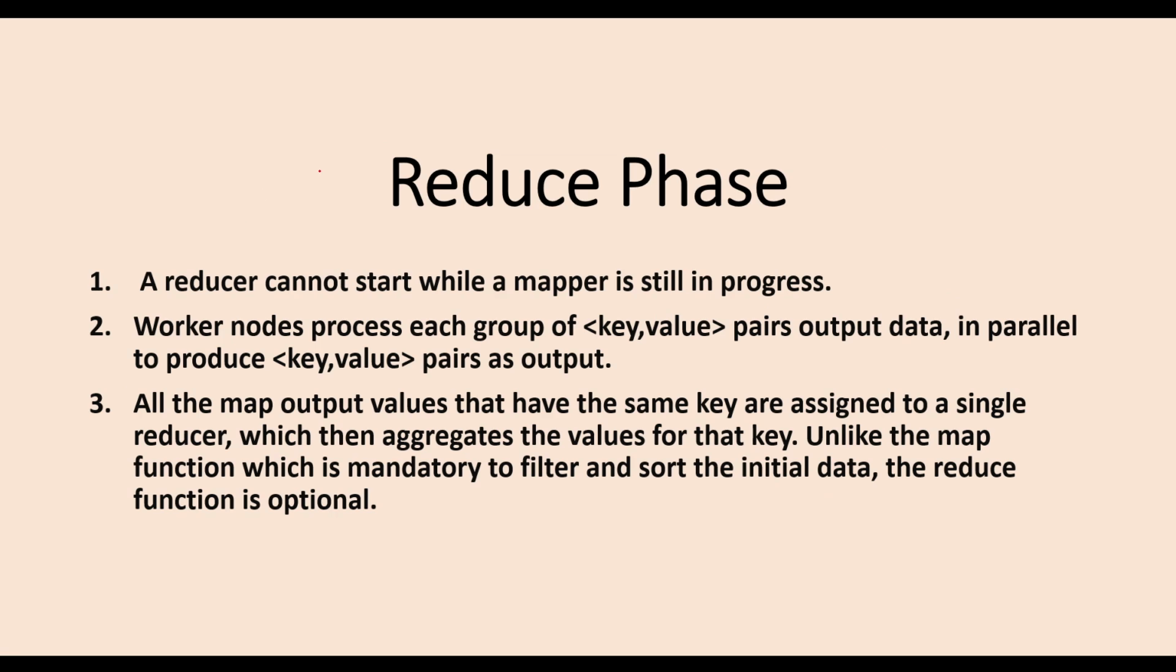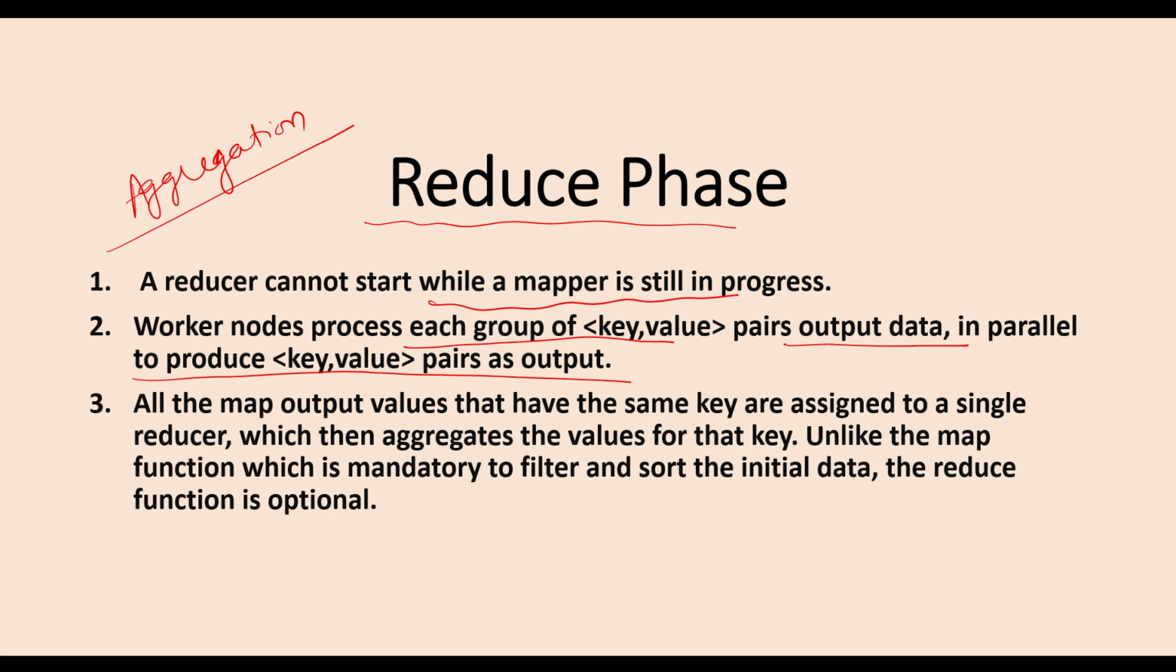Then the last phase comes, the reduce phase. The reduce phase is basically an aggregation phase. A reducer cannot start while a mapper is still in progress. That's a very important line. First the mapper needs to complete its job and the map function output must come, then the reduce phase starts. Worker nodes process each group of key-value pair output data in parallel to produce key-value pairs as output. All the map output values have the same key.